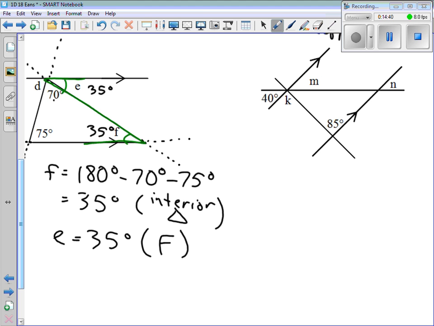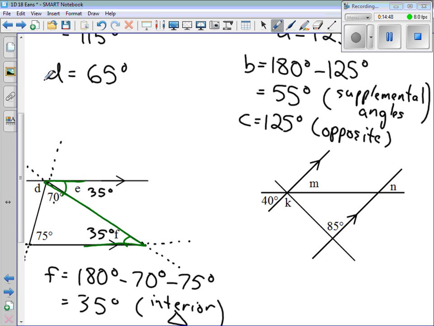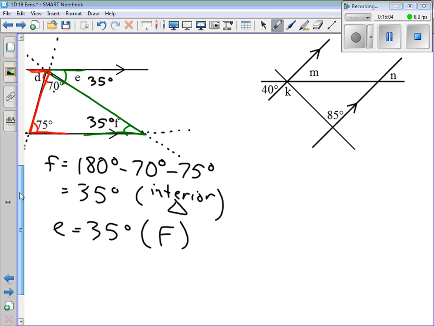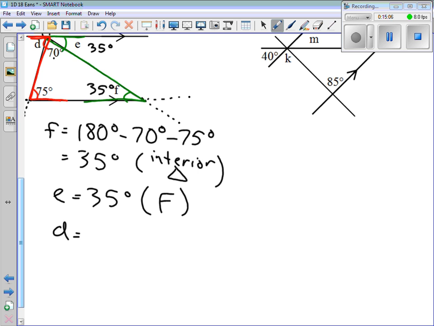And where do we want to go? Oh, Emerson's gonna finish this one off. Go ahead. Yeah, we got a Z pattern here. Backwards Z right in here with D and the 75-degree angle. So what we know is that those two angles that are in the corners of that Z there have to be the same. So we can say that D equals 75 degrees. And we used our Z pattern.